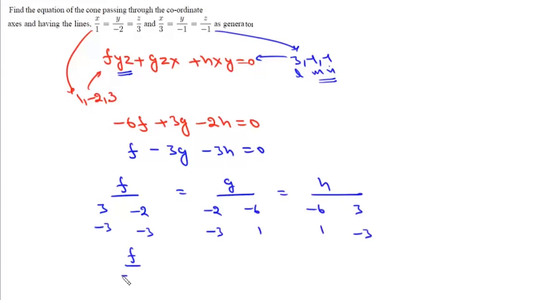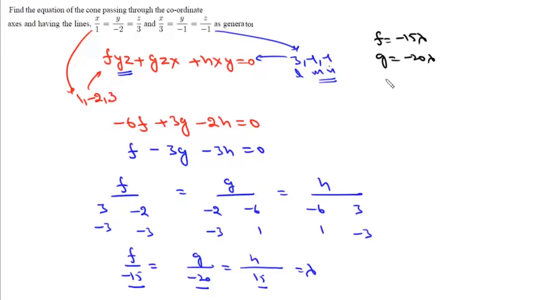So F upon -15, G is -2, -18, -20, and H is 18 -3, 15. So these F, G and H are proportional to -15, -20 and 15. Now we take them as some lambda, then we can write this F as -15 lambda, G as -20 lambda, and H as 15 lambda.